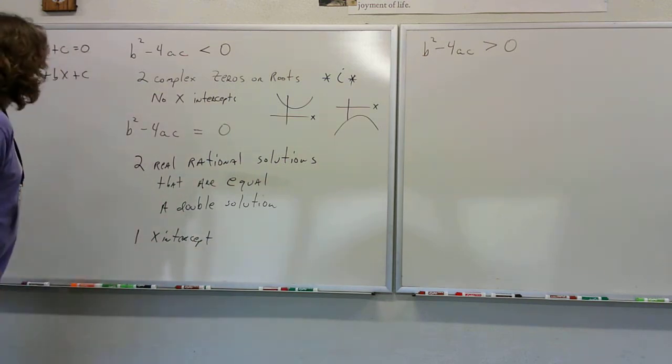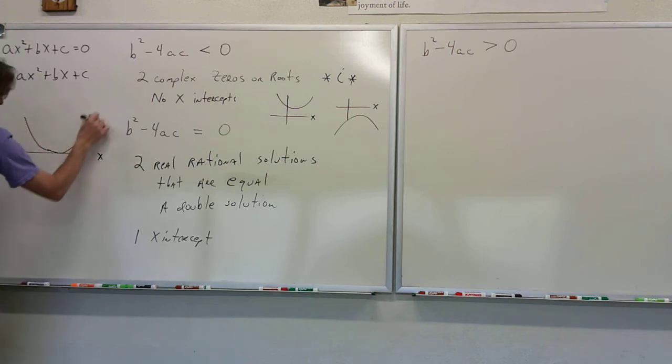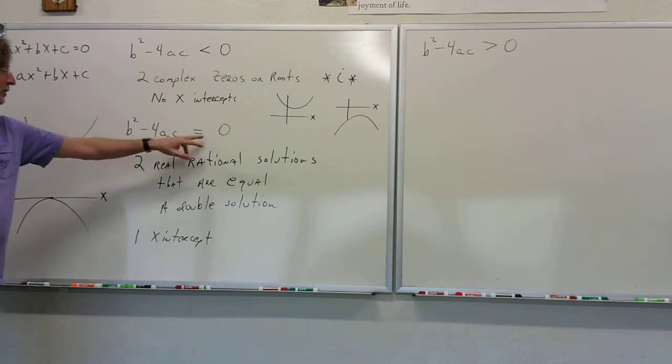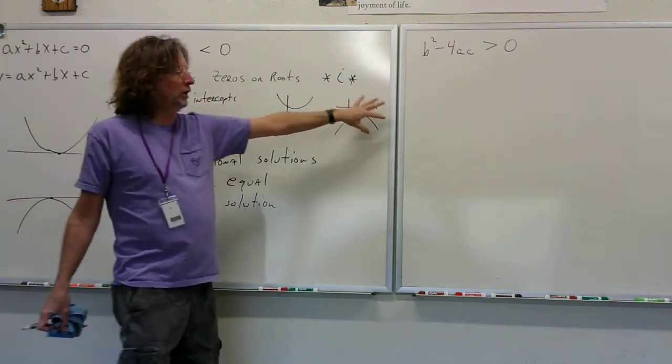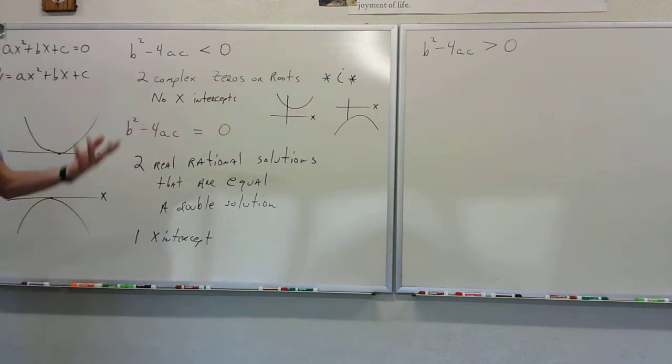These are the graphs for the parabola that end up looking like this. You have the x-axis and they come down, they touch, and they go back up, or they come up, they touch the x-axis and go back down. That's the kind of graph you get for b squared minus 4ac equals 0. So for b squared minus 4ac less than 0, you never touch the x-axis, no x-intercepts.